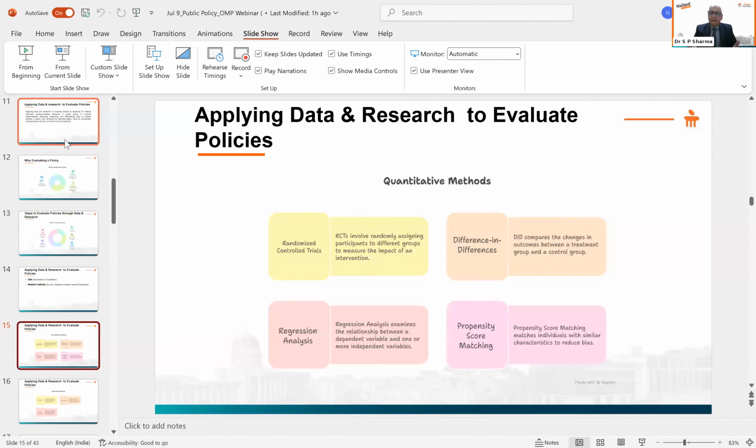Then again, there is difference in differences. Like if we are going to assess some particular policy, I would say you can choose pre and post COVID.